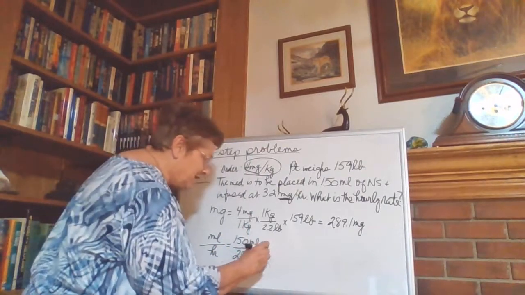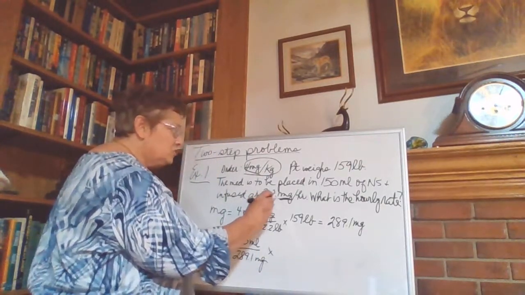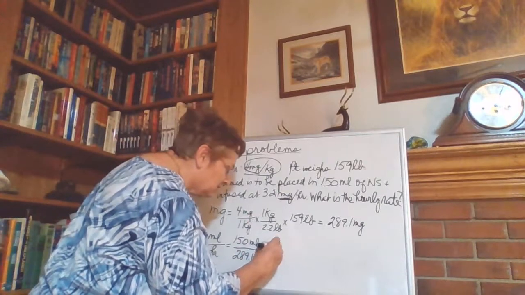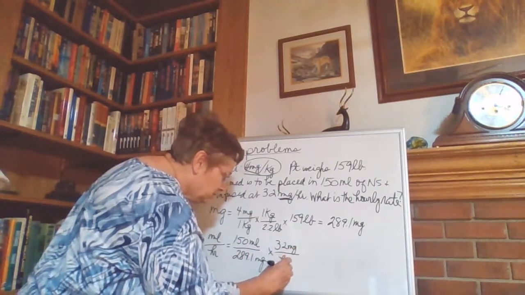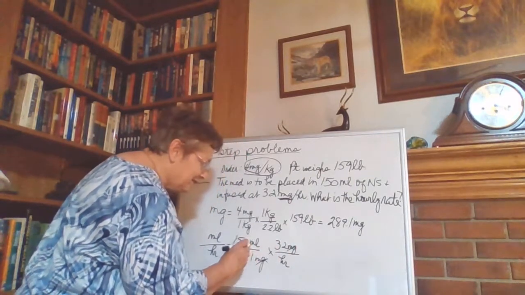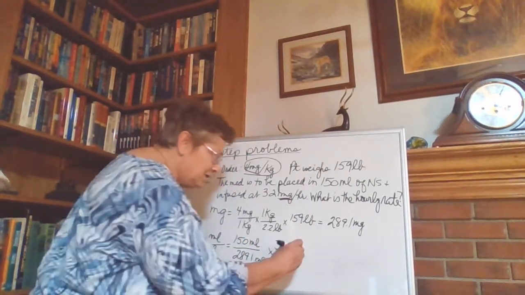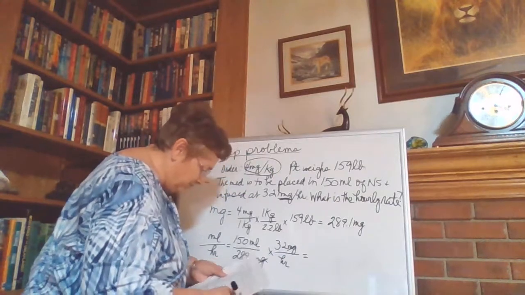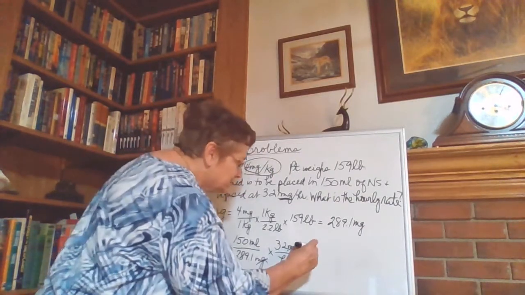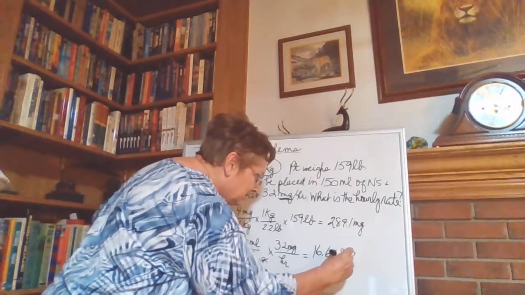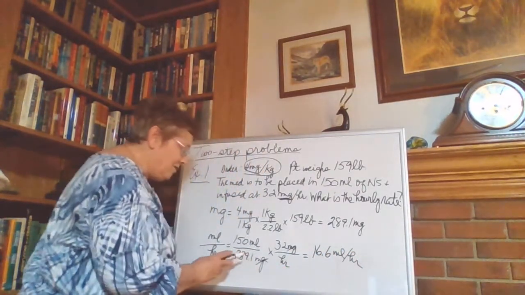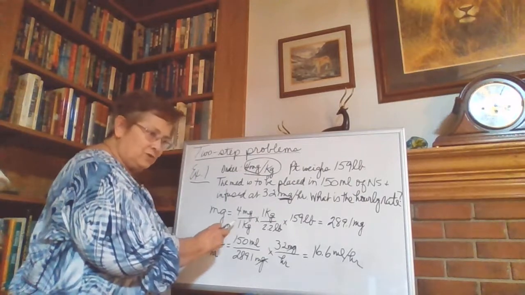Concentration of what's being given, and at what rate does the doctor want it given? 32 milligrams per hour. So milligrams cancel. You have milliliters per hour left. And now you can solve for this hourly rate, and it's 16.6 milliliters per hour. But you cannot solve for the second step without doing the first step first.